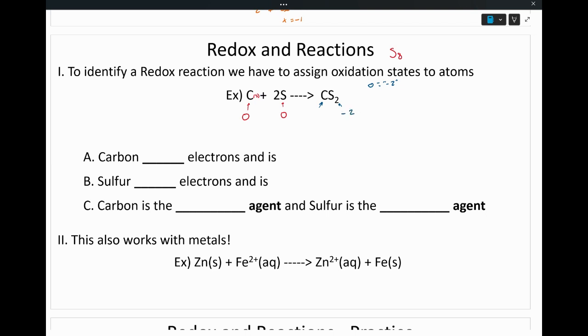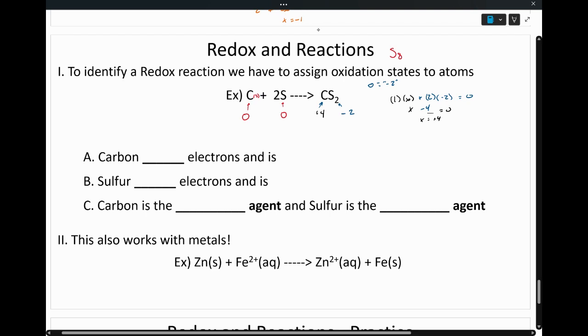If we go ahead and do our normal check to see what carbon's oxidation state is, we know that we have a single carbon with an unknown oxidation state. You have 2 sulfurs with an oxidation state of -2, has to be equal to 0. So we have x minus 4 equals 0, and x is going to be equal to +4. So we look at this, and we're just going to now compare each of our different species here. So we're going to look at what has happened to carbon and what has happened to sulfur.